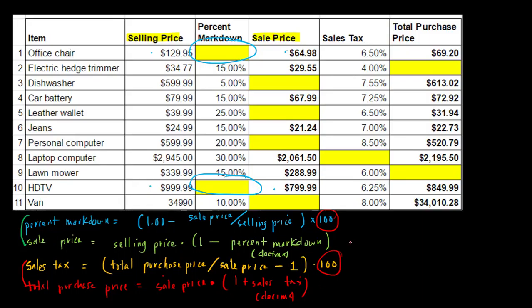You'll notice that in both the case of sale price and total purchase price, there was no multiplying by 100, and that makes sense because both of these are dollar amounts. They're not decimals that need to be changed back into percentages.